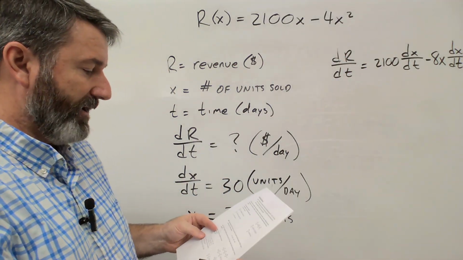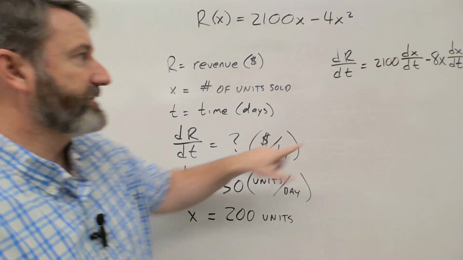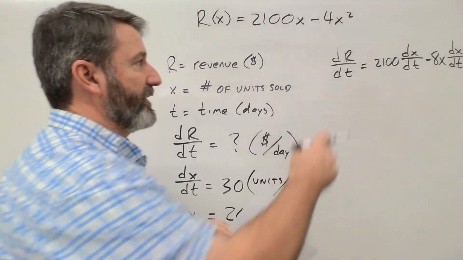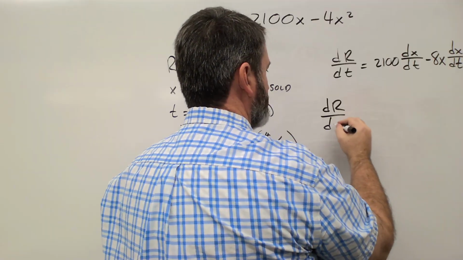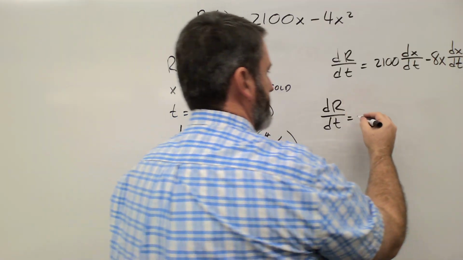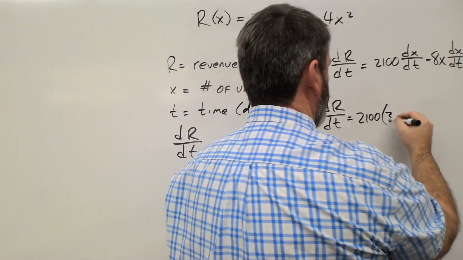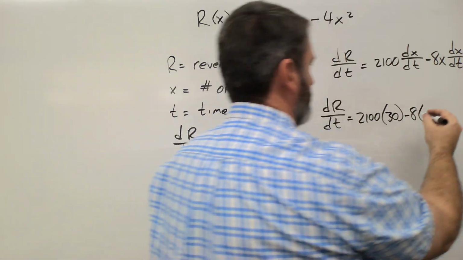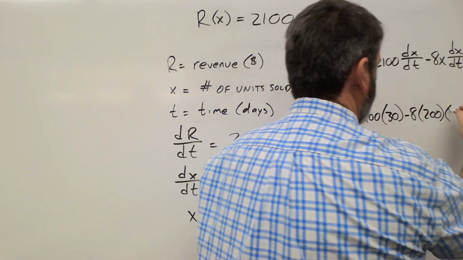All right, so now we know that dx over dt is 30 and we know that x is 200, so we're going to plug that in. So the rate of change in our revenue at this particular point is going to be 2,100 times 30 minus 8 times 200 times 30.